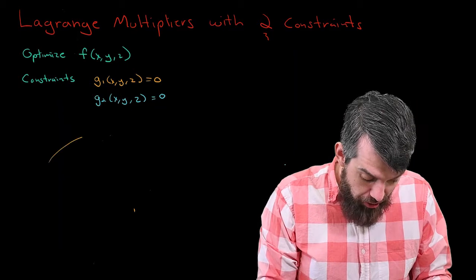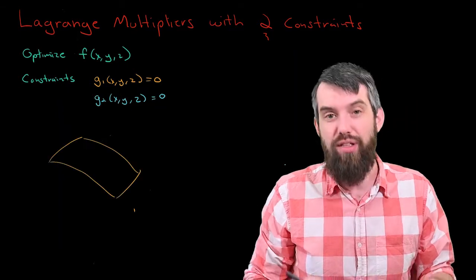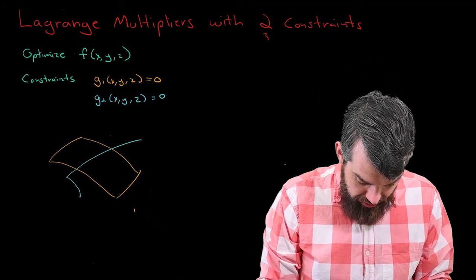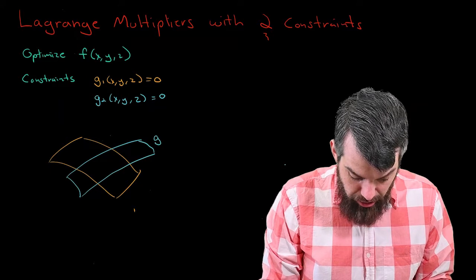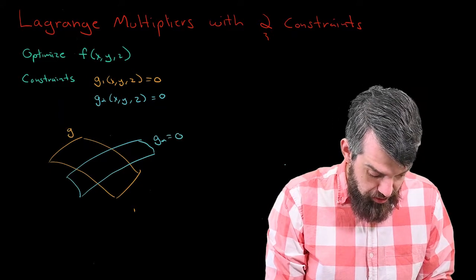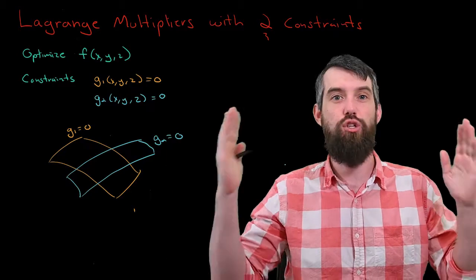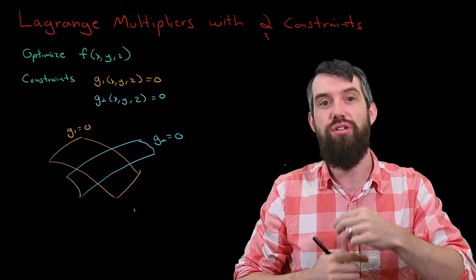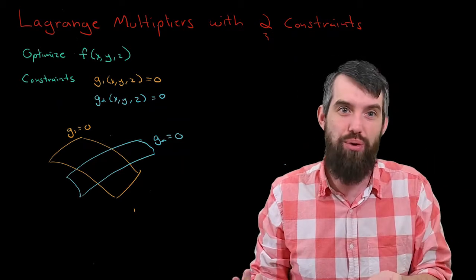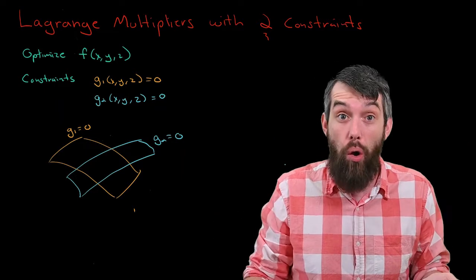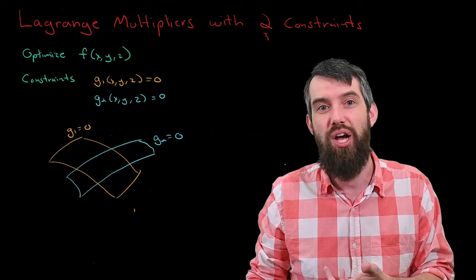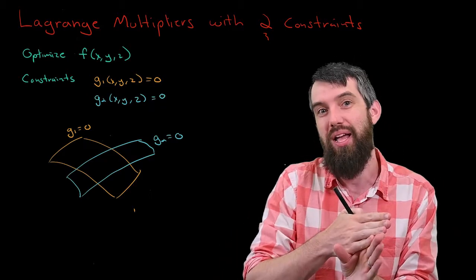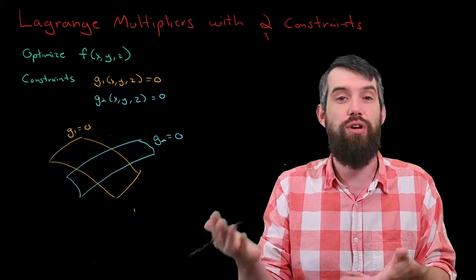I'm going to draw a generic surface that represents the surface that you get when you set g1 equal to 0. And then I'll set some other surface, and this is going to be the surface representing that g2 is equal to 0. Now, if I take two planes and I intersect them, what you get is a line of intersection between those two planes. At least this is generically what you get, unless the two planes, for example, don't intersect at all, in which case you can't optimize subject to both constraints. Or if they lie directly on top of each other, you maybe have a whole plane of intersection. But ignoring those fringe examples, two planes are going to intersect in a line.